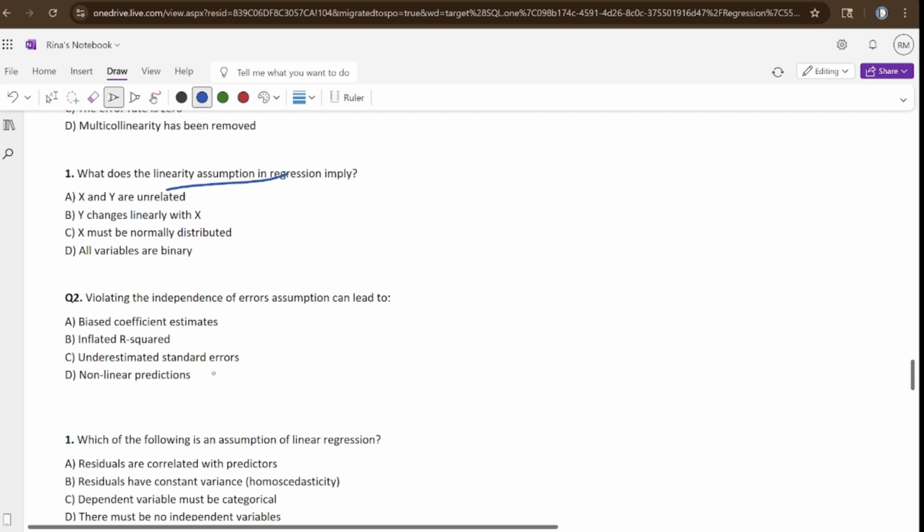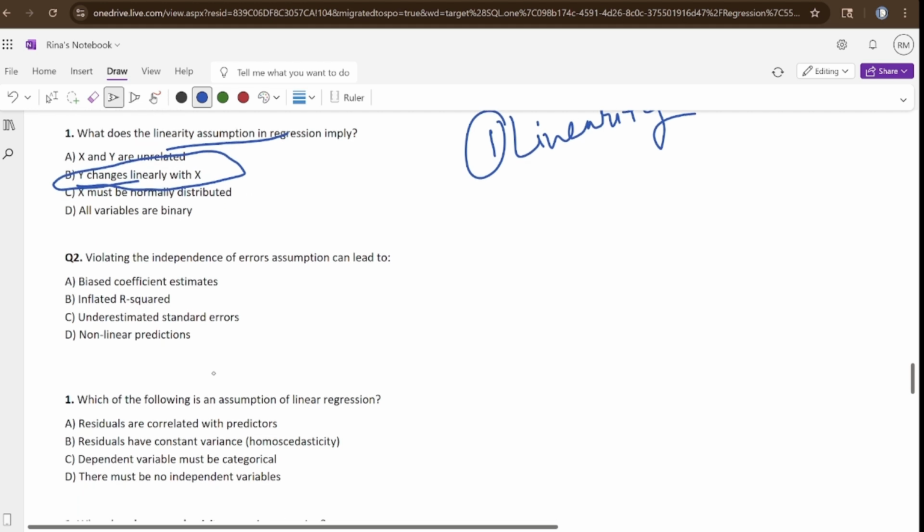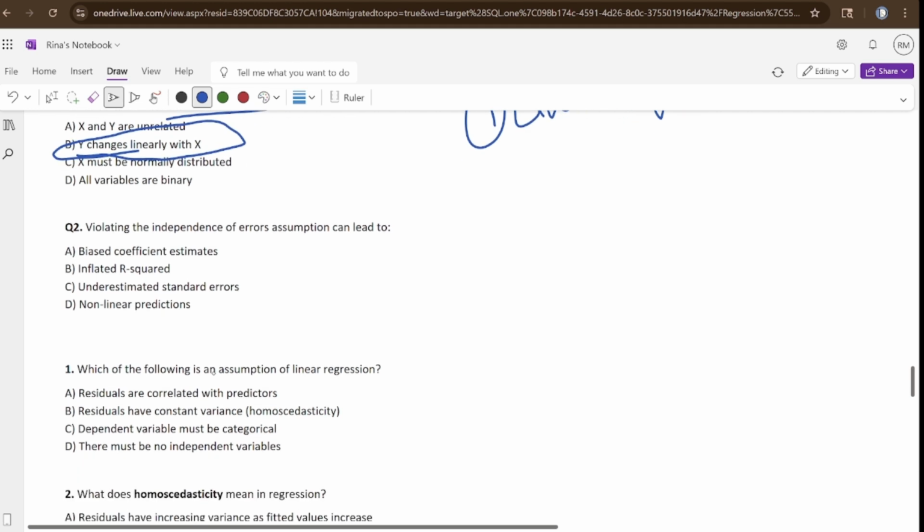What is the linearity assumption? The linearity assumption means Y changes linearly with X. There are many assumptions while using this regression model. One of them is linearity. There is a linear change of Y with a change in X.